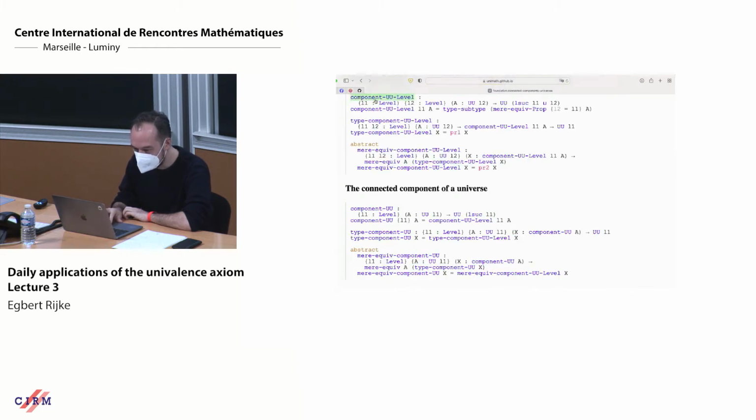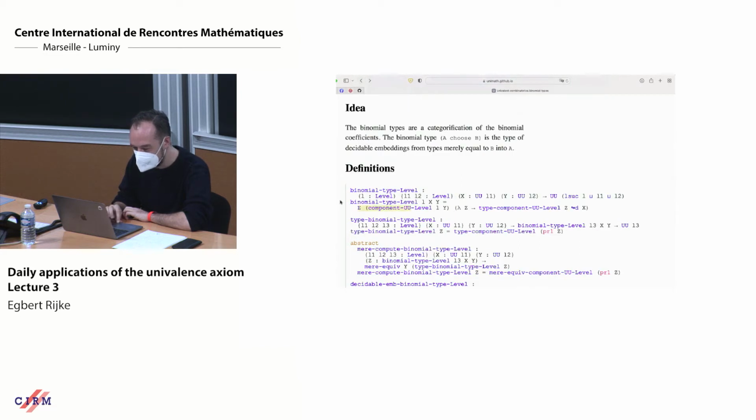Oops, sorry, I clicked on something. It's the formal version of what I had on the slides yesterday. So you take the sigma over Z in the connected component of U at Y. So that's B out Y, and then you have to give a decidable embedding from Z into X, and that's the definition of binomial type. So that's how that works.